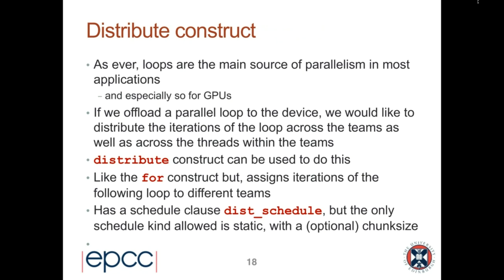This is very much like the for construct for parallelizing loops, and it assigns iterations of the following loop to different teams. And it in turn also has an equivalent of the schedule clause. In this case, it's called dist_schedule, but this is restricted. Unlike the schedule clause for the for construct, where you can specify dynamic and guided, with dist_schedule the only schedule kind you can have is static with an optional chunk size. So the only types of scheduling you can have are a block schedule or a block cyclic schedule.